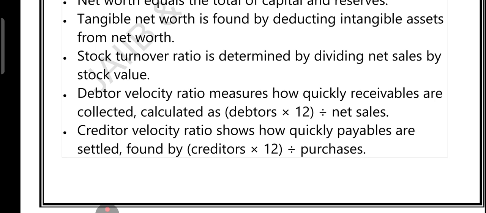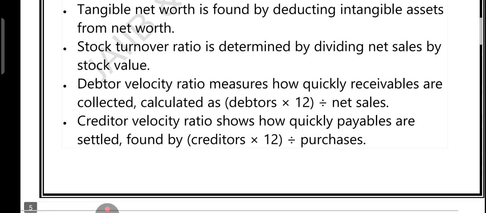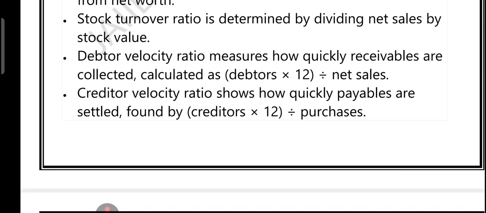Then we have the creditor velocity ratio. The creditor velocity ratio measures how quickly you pay your supplier. Sometimes you also take some goods or services on credit, right? And obviously you have to pay that. So that is called creditor. In the numerator you write the creditor, multiply it by 12, divided by net sale. So this will give you the creditor velocity ratio, meaning how quickly you pay your supplier. So remember these three ratios: stock turnover. In the stock turnover ratio, we divide net sale by the stock value, and for the remaining two ratios we divide debtor and creditor by the net sale, and here by purchases.